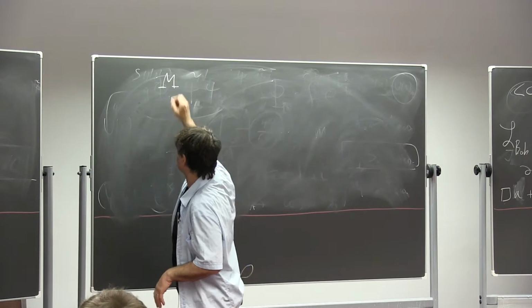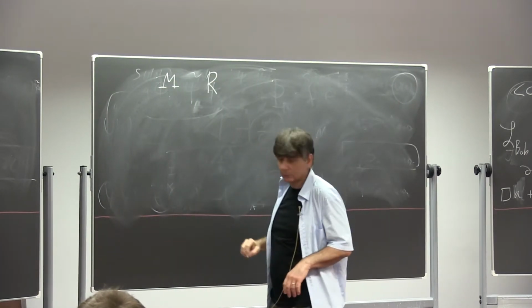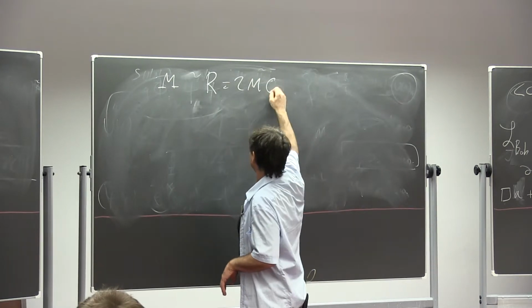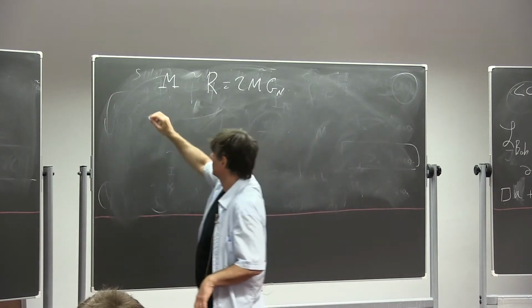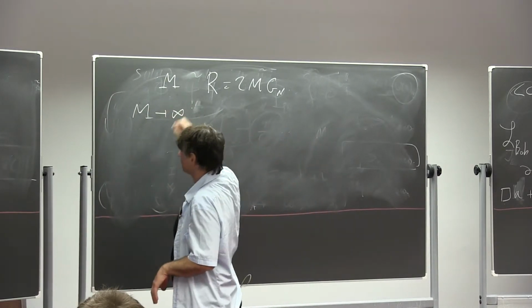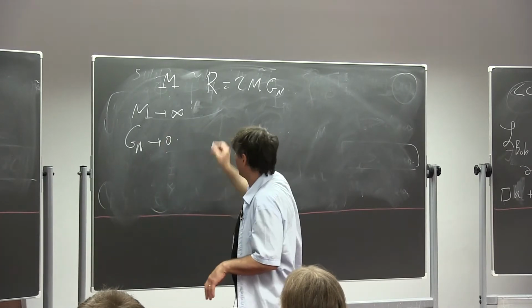If I have a black hole of mass m, this black hole has a corresponding gravitational radius, the Schwarzschild radius, which is twice m G Newton. And now I can take a very smart limit in which the mass goes to infinity, G Newton goes to 0, but r is fixed.